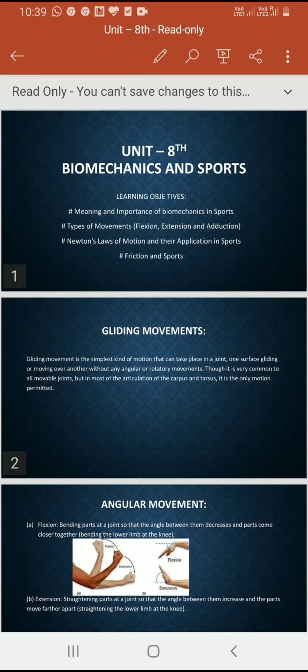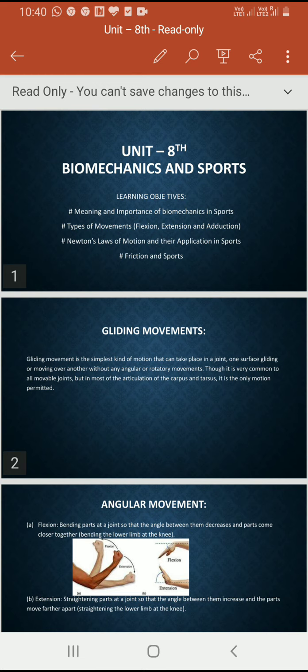Today I am going to start Unit 8, Biomechanics and Sports. Learning objectives: meaning and importance of biomechanics in sports, types of movement (flexion, extension and adduction), Newton's laws of motion and their application in sports, and friction and sports. Meaning and importance of biomechanics in sports I have taught already. Today I am going to start types of movement: flexion, extension and adduction. So types of movement you have to read today.